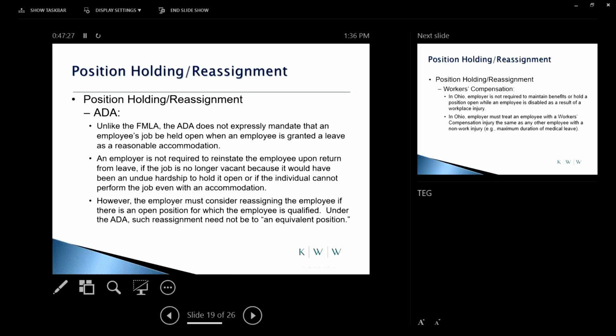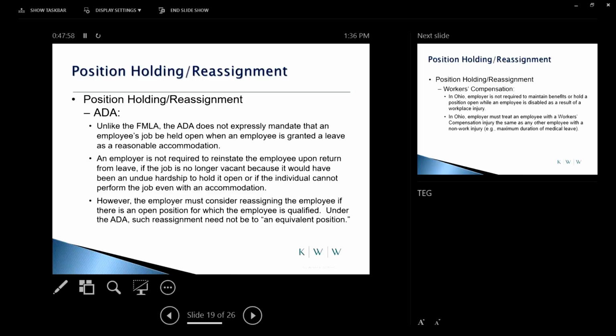With workers' comp, I think I'd give you the same advice. I think your obligation to hold an employee's job when they're off due to a workers' comp injury is going to vary from one jurisdiction to the next. I can tell you in Ohio, for example, there is no obligation to hold the employee's job when they're out on a workers' comp leave, but I also know that that is not universally true. So I think you need to look at that on a case-by-case basis.